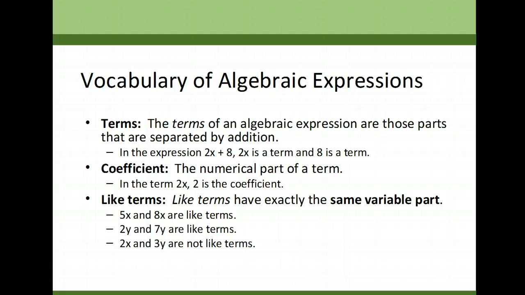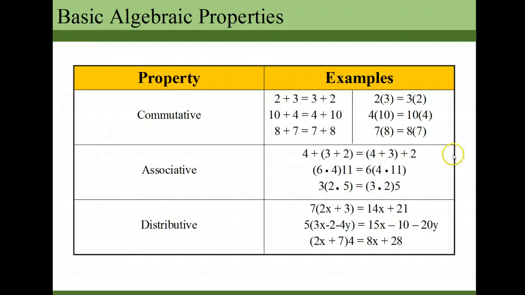But let's discover some of the properties of algebra we're going to need to manipulate and mess around with algebraic expressions. So we have a commutative property of algebra. Commutativity for addition looks something like in this first box, right? It just says that the order of the addition can be reversed. 2 plus 3 is the same thing as 3 plus 2. That's commutativity of addition. 10 plus 4 is 4 plus 10.